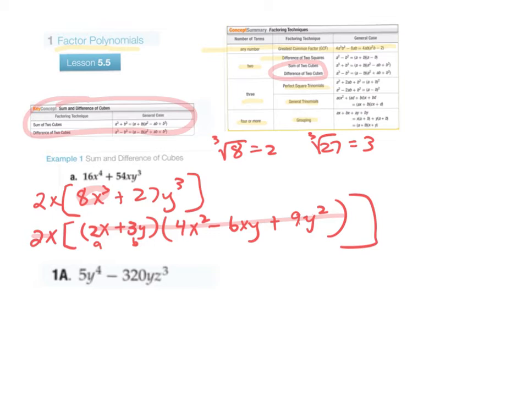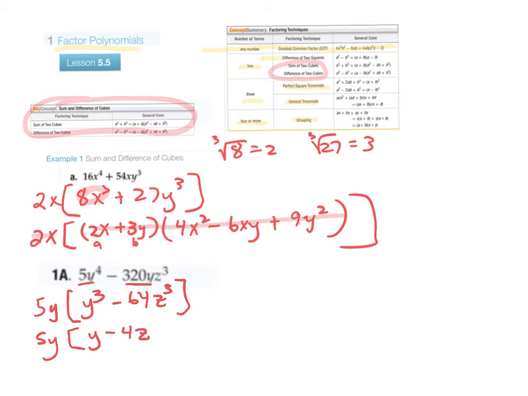All right, let's look at our next problem here. Greatest common factor between this, well, the y's are common, but so is the 5. So if I factor that out, I'm going to get y cubed minus 64z cubed. So once I have that factored, I have my 5y as my first factor, but now I'm going to do the difference of cubes. So the cube root of y cubed is y. My cube root of 64z cubed is 4z. And so there is my first part of the formula. So this is my a and this is my b in the formula.